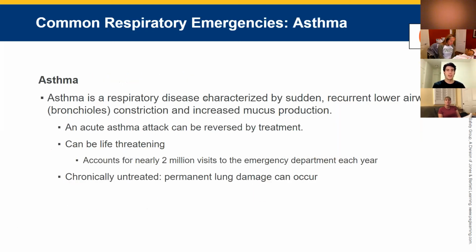Let's see. All right, asthma. I would imagine we all have heard of asthma by now. So asthma is just a closing of the lower airways. Remember, upper versus lower. So asthma happens in the lower airways. It's going to be those little bronchioles. Right before the alveoli is the bronchiole, so they're really tiny, small tubes.